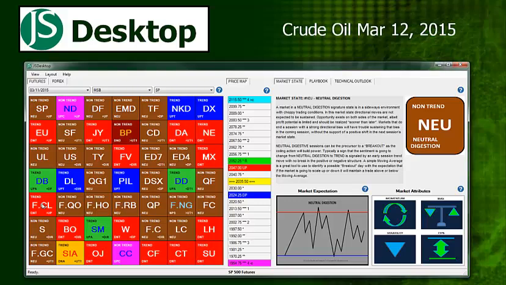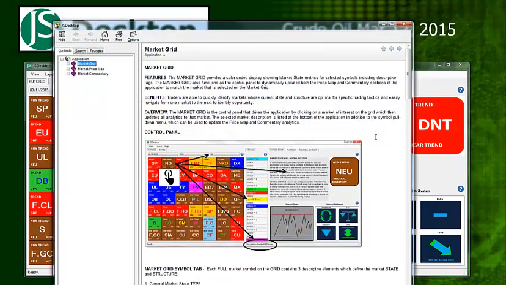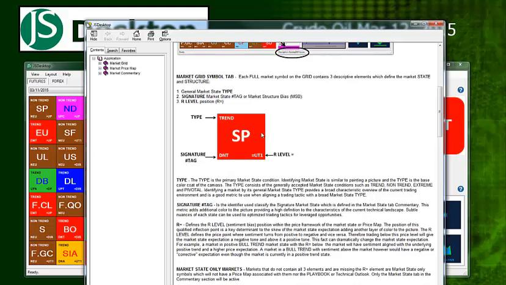Today we're going to go over crude oil. First, identifying the market state. I want to go over the grid for one moment. You can always click to the help button and take a look at the market symbol. So what we're identifying here from the grid is the general market state type.